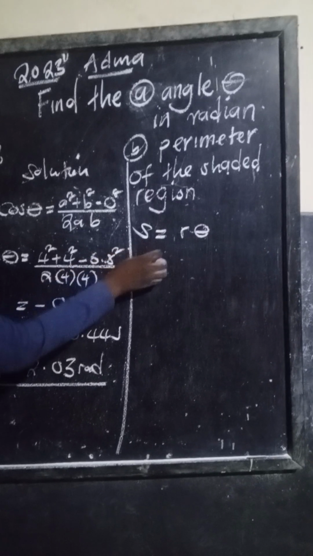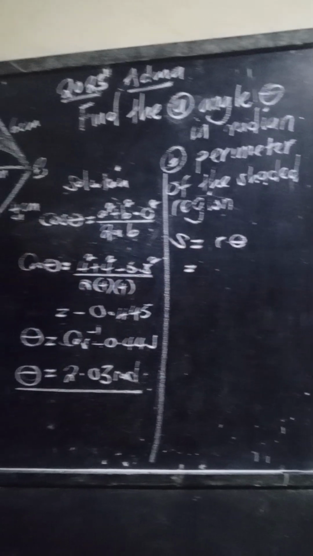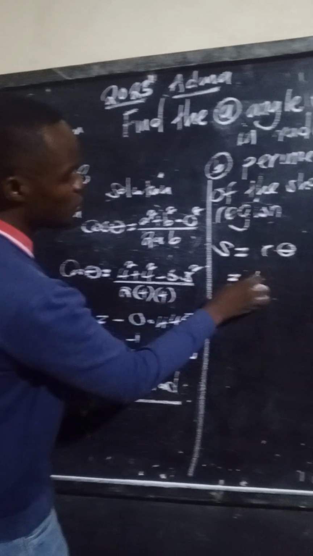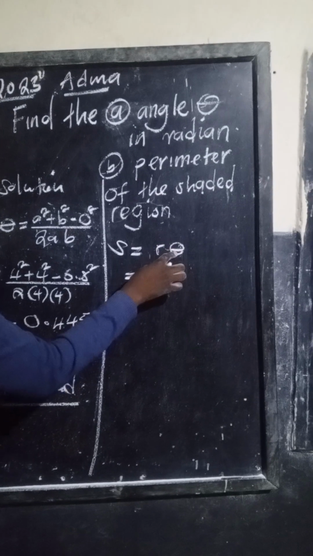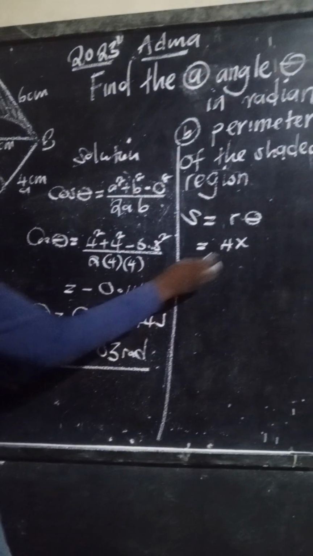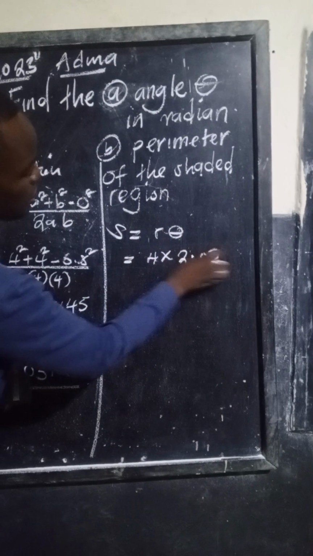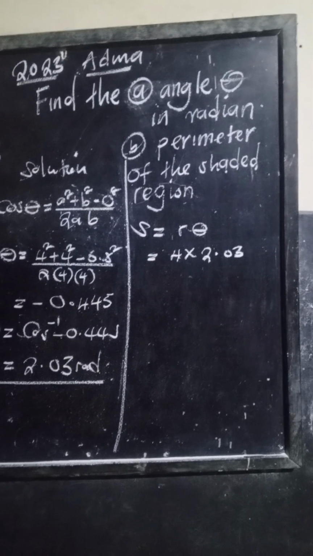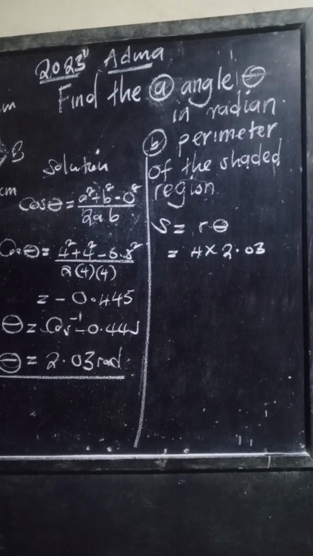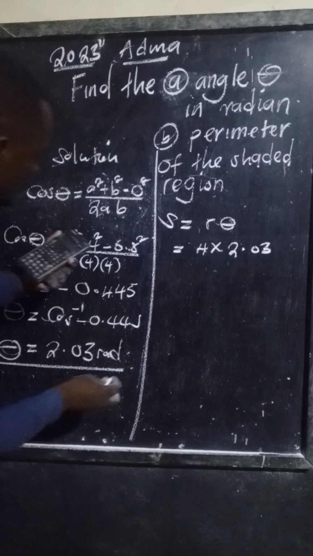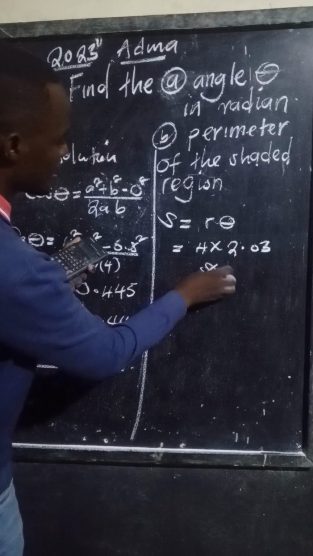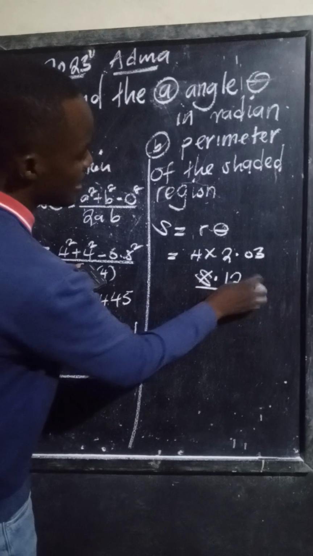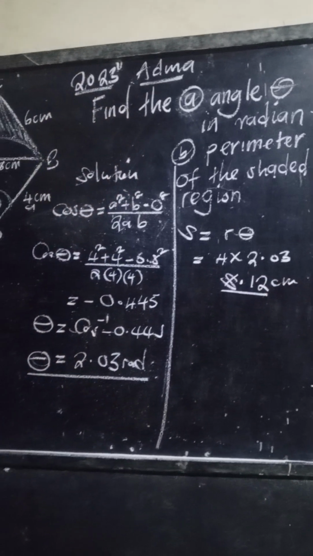In this case, since we're told to find this one, I'll use this as my radius. So it has to be 4 times theta, which is 2.03. If I calculate 4 times 2.03, I'll find my answer as 8.12, which is the length of the arc.